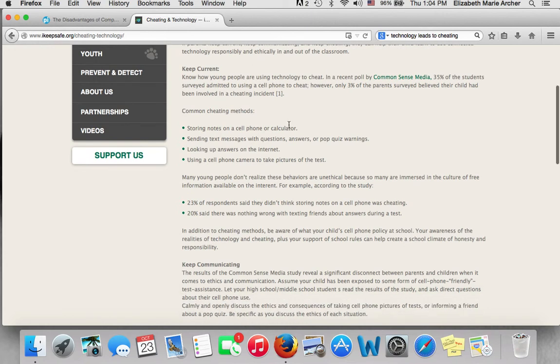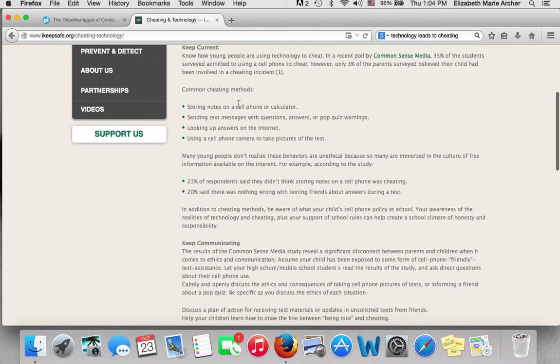Know how young people are using technology. 35% of students are rated to use a cell phone to cheat. 3% of parents are rated to believe their child had. I wonder how they use this cell phone. Storing notes on a cell phone or calculator, sending text messages and questions, answers, or pop quiz warnings. Well, that's entirely believable.